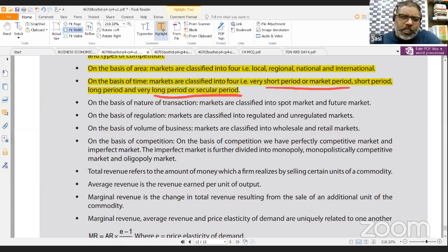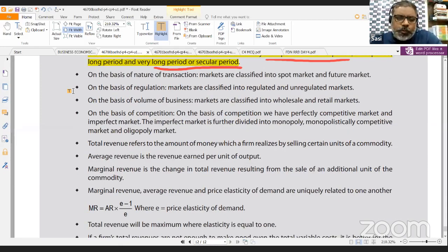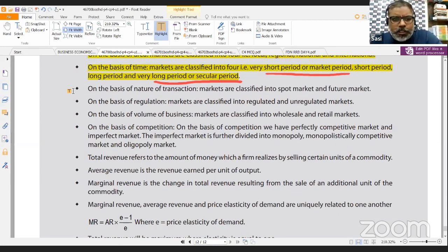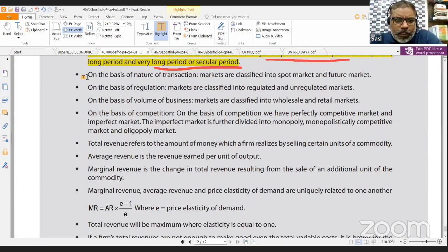So on the basis of time also, depending upon the nature, the markets can be classified into very short period, long period, and very long period. Other names you have to remember also. Very short period is also called the market period. Long period is also called the secular period. And on the basis of transactions, we can classify the markets into spot market and future market. Spot market means where the settlement happens immediately, where the delivery happens immediately.